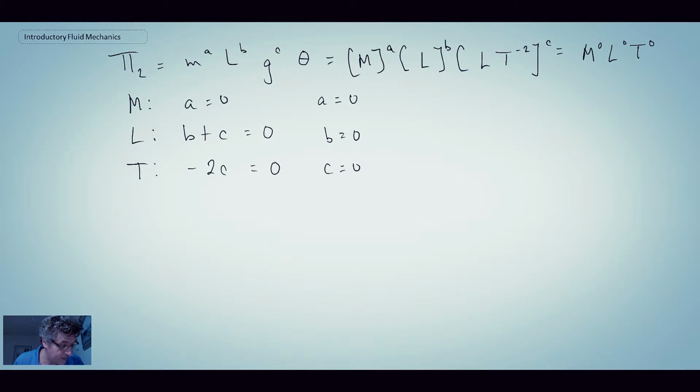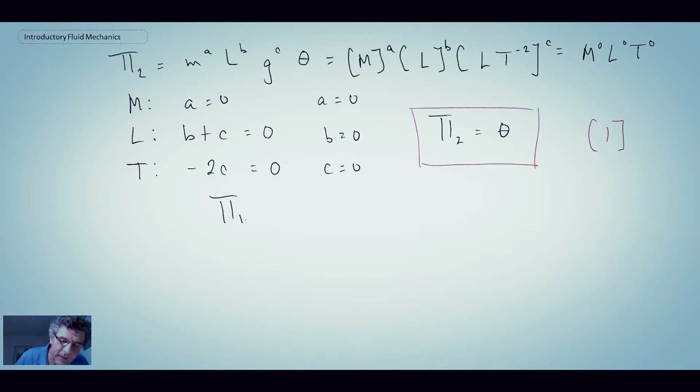So this is an interesting one. What we end up with is pi 2 is just equal to theta. Not 0, theta. There we go. And that is dimensionless because we said it was, so that checks out. So what we end up with here, going back to our original expression, is pi 1 equal to g of pi 2.